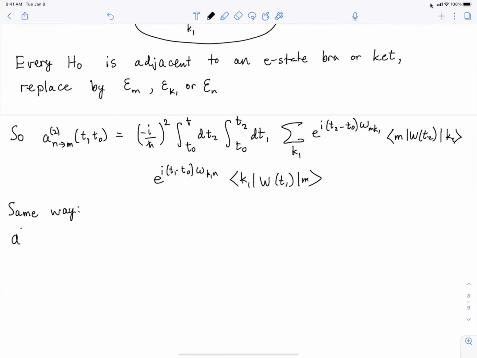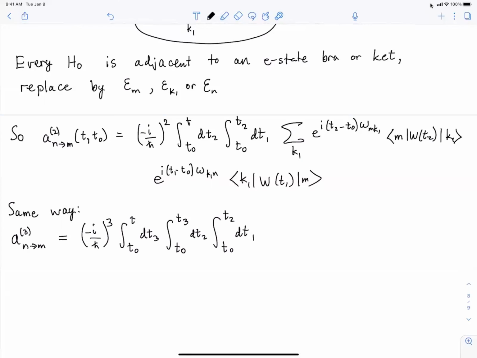So if I'm doing the third order contribution for n goes to m, there are going to be 3 powers of minus i over h bar. And there are going to be 3 integrals over time. The first one I'm going to call dt3. Then I integrate with upper limit of integration t3 over t2. Then I integrate with upper limit of integration t2 over t1.